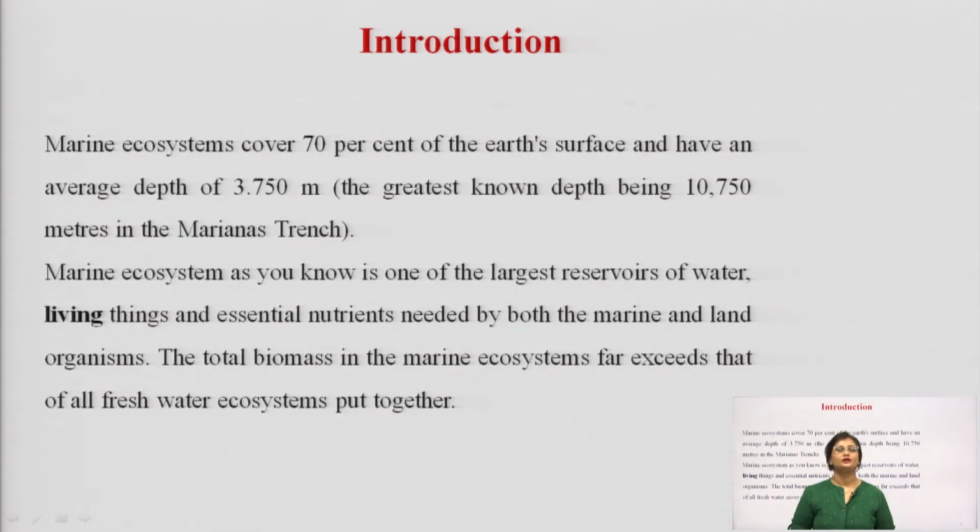Now, what is meant by marine ecosystem? Marine ecosystems cover 70% of the earth's surface and have an average depth of 3750 meters, the greatest known depth being 10,750 meters, which is the Marianas Trench.